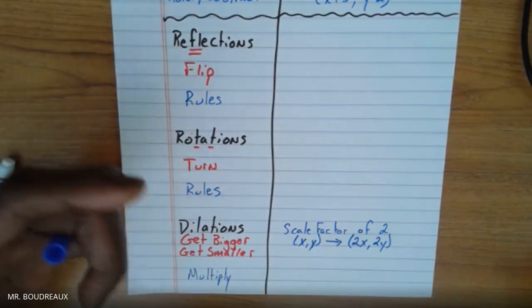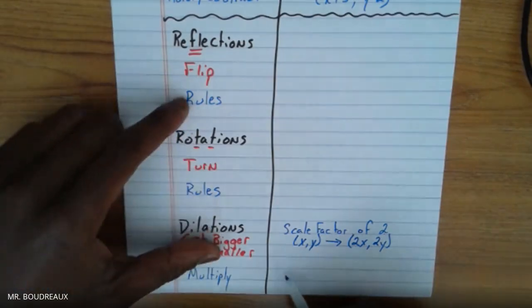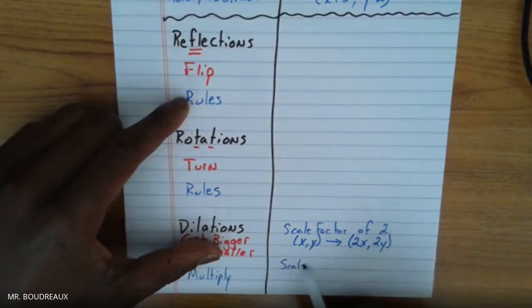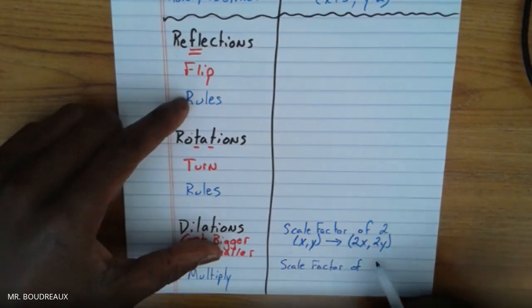But what happens if we want to get smaller? Well, you'll have a scale factor of a number less than 1. Scale factor of, let's say, 3/4. That's smaller.